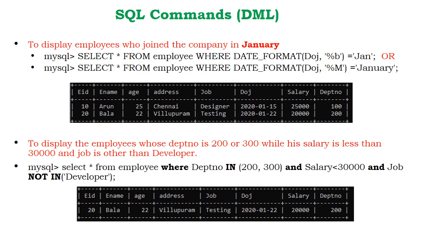Similarly, the date format can also be displayed. For example, to display the employees who joined the company in January, here we can write in two ways. For example, SELECT * FROM employee WHERE DATE_FORMAT(doj, '%b') = 'JAN', with the short name. If you are going to give the full name, just use '%M' = 'January'. Then automatically it will filter based on the condition and display the records.